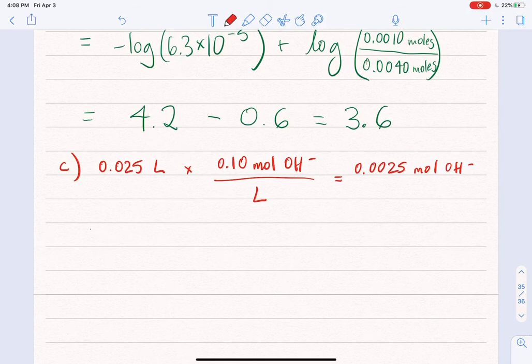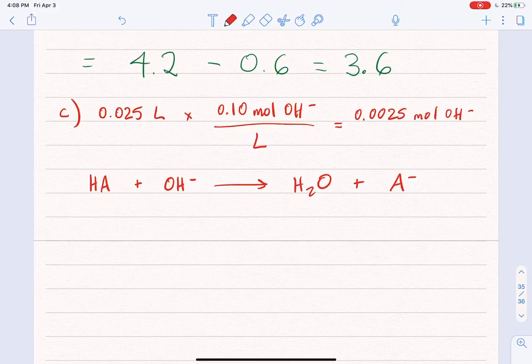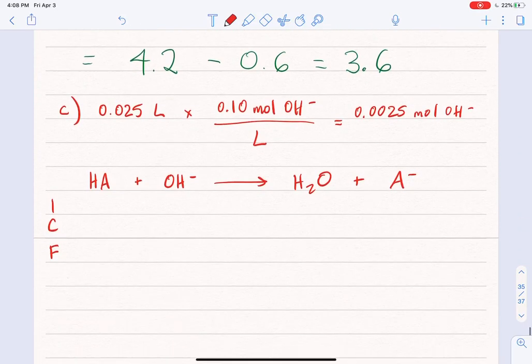Now, the equation that is happening is still the same as it was in part B of this example. I have benzoic acid, and it's going to react with the added hydroxide to make water and the conjugate base, benzoate. So let's see what happens using an ICF chart, looking at the initial concentrations and going to the final concentrations here. I don't want to use concentrations because it's just easier to use the number of moles for these titration calculations. So I'm just going to plug in the original number of moles of benzoic acid that I started with, and then alongside it I have the number of moles of hydroxide that I'm adding.